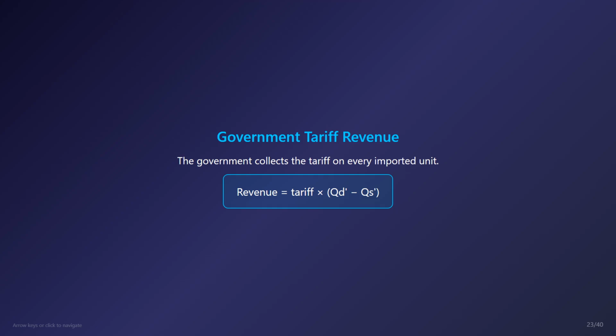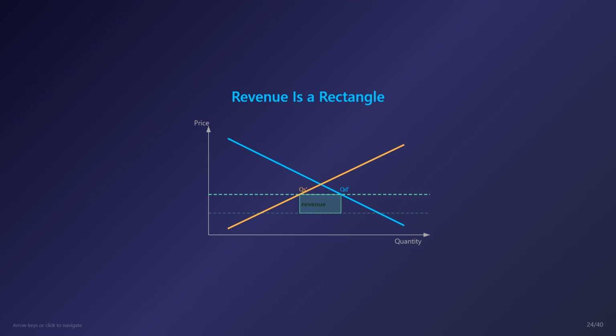What about the government? It collects the tariff on every unit that's still imported. So its revenue is the tariff times the new import quantity, the tariff times QD prime minus QS prime. On the graph, that revenue is a rectangle. Its height is the tariff, and its width is the new, smaller quantity of imports. The area is the customs revenue the government takes in.